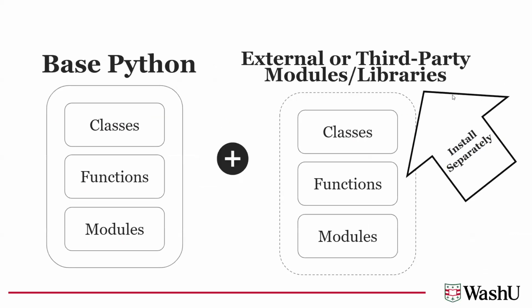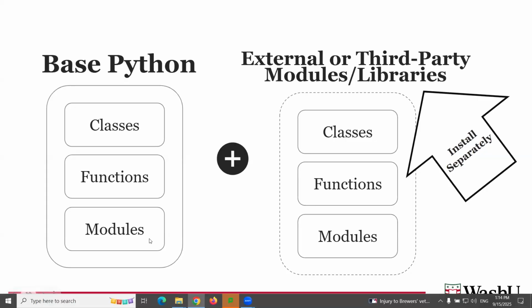All right, so imagine we take our classes, functions, and modules, and we push those off to the side. On the left-hand side of the screen, that is what we call base Python. So as soon as you go out to python.org, however you decide to get your Python install, and install it on your computer, it's going to come with everything. So if you install base Python, you've got your classes, functions, and modules.